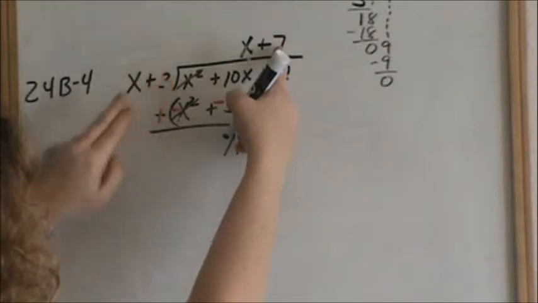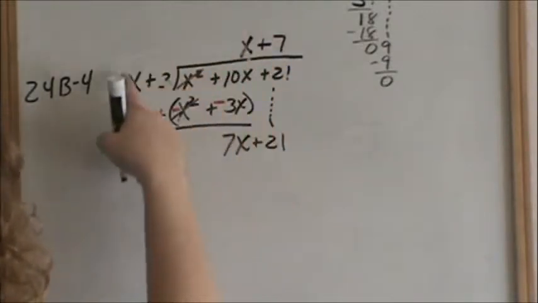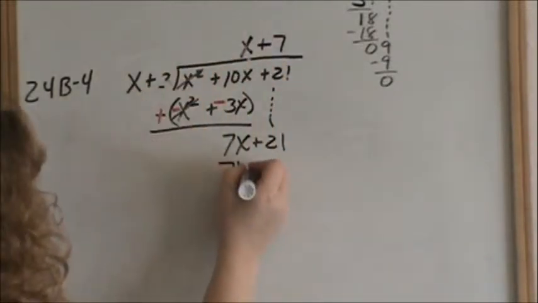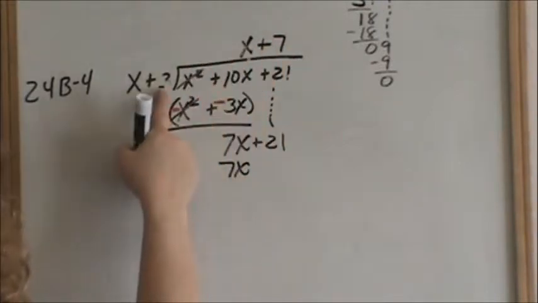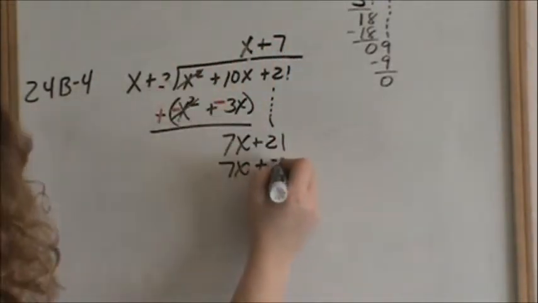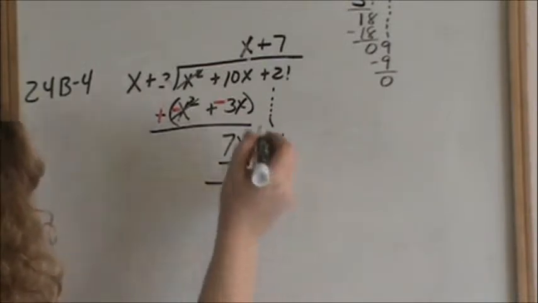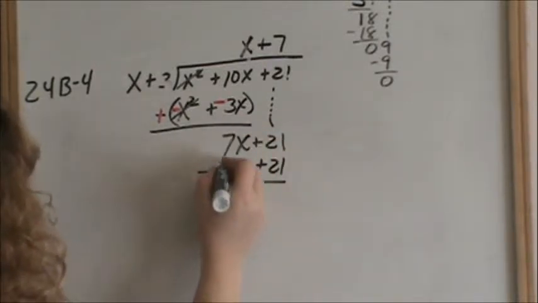After we divide, we now multiply. 7 times x gives me 7x. 7 times a positive 3. A positive 7 times a positive 3 gives me a positive 21. Once you did this, your next step was subtract.